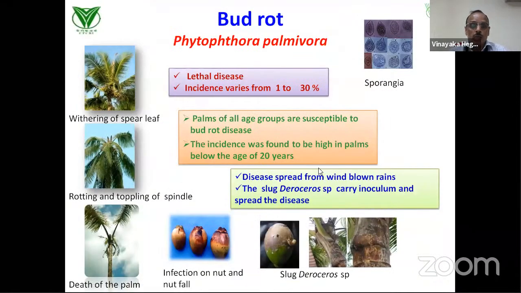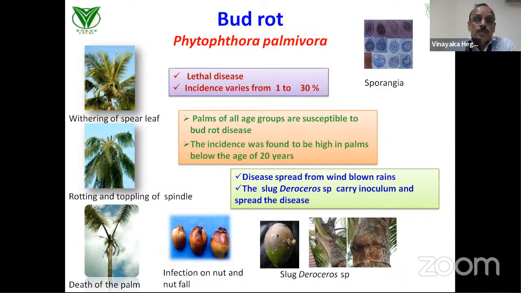So coming one by one to the Phytophthora disease, Phytophthora bud rot, it causes bud rot in coconut. Phytophthora is, as you know, phyto means plant, thora means destroyer. So Phytophthora is a plant destroyer. You must have heard about late blight of potato, and there are many other diseases. Phytophthora diseases cause havoc in most of the plants. So it is called the plant destroyer fungus. This is the species, Phytophthora palmivora, which also causes bud rot in coconut. It is a lethal disease.